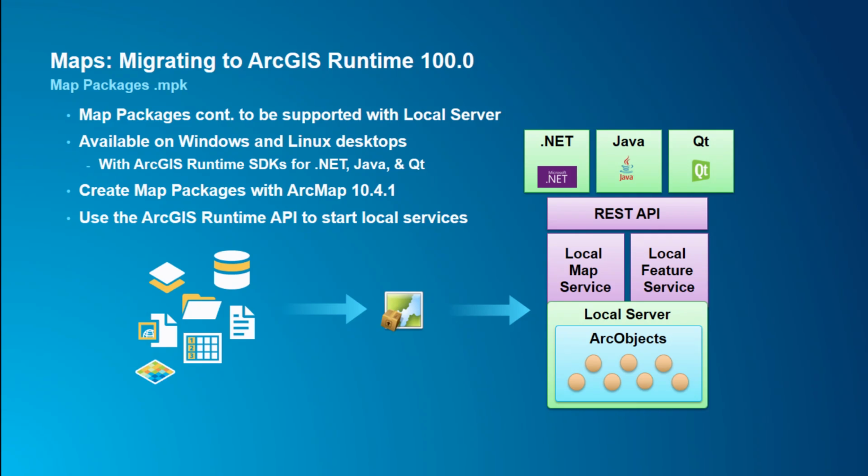It's available on Windows and Linux desktops, specifically with the ArcGIS Runtime SDK for .NET, the SDK for Java, and the SDK for Qt. You create map packages with 10.4.1, so you would need to repackage your maps to use with the local server because you would need to enable support for runtime. What that really means is that ArcMap, when it's creating that map package, creates an MSD file, which is a map service definition file, and puts that into the map package. And that enables the local server to spin up either a local map service or a local feature service based on that map package.